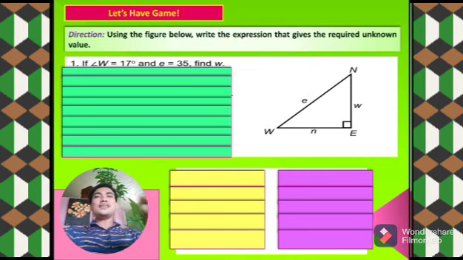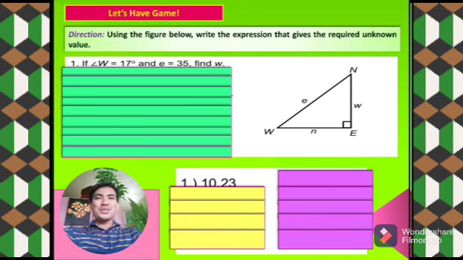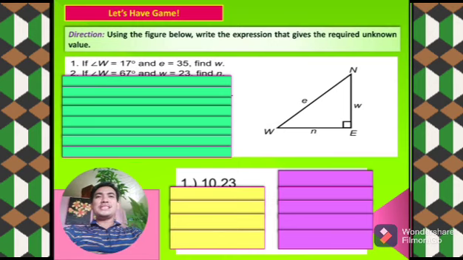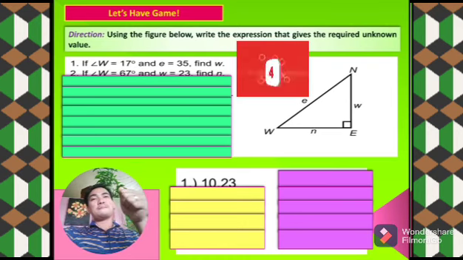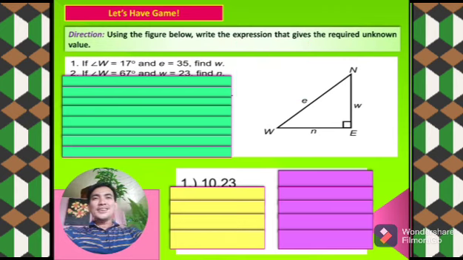The correct answer is 10.23. Okay, now let's proceed to problem number 2. If angle W is equal to 67 degrees and side W is equal to 23, find side N. Go! The correct answer is 9.76. You got it.